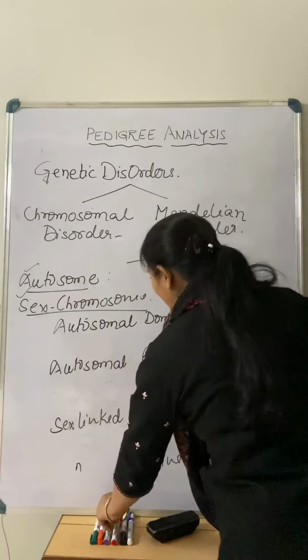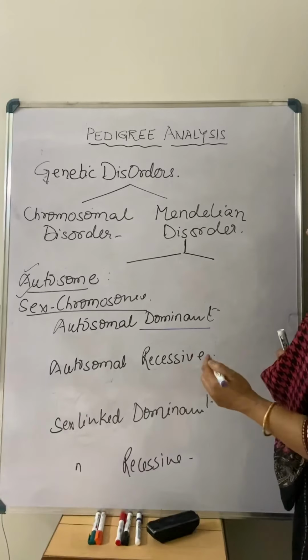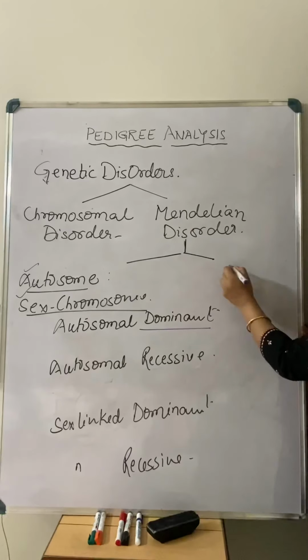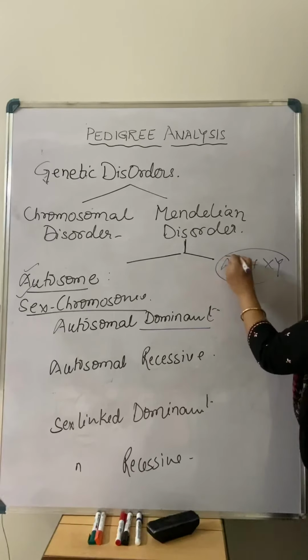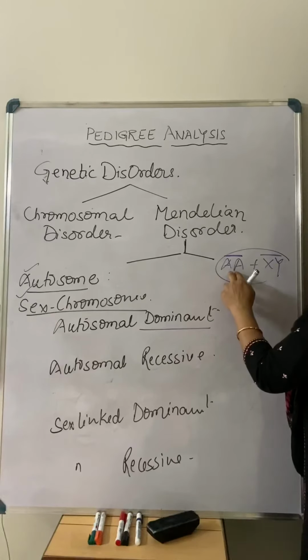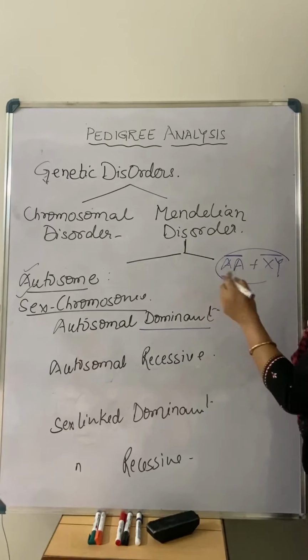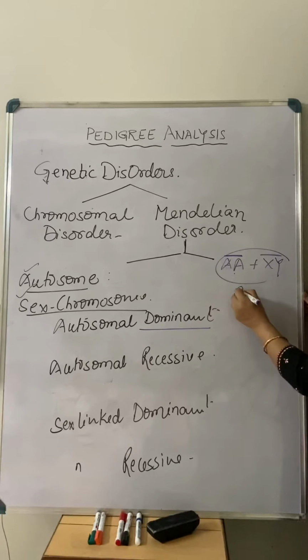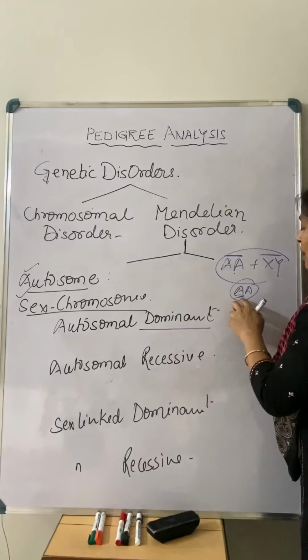Now if we talk about this category, autosomal dominant, you know very well. For example, if we are talking about the genotype AA plus XY, A is the autosome and XY is the sex chromosome. When the changes take place in the autosomal chromosomes, we call it autosomal. Dominant means out of two alleles, if one is dominant, whether they are present in a pair or in a single, they are known as dominant.